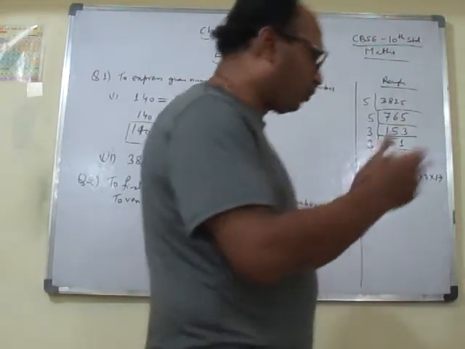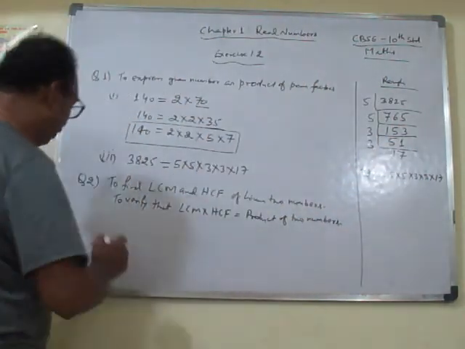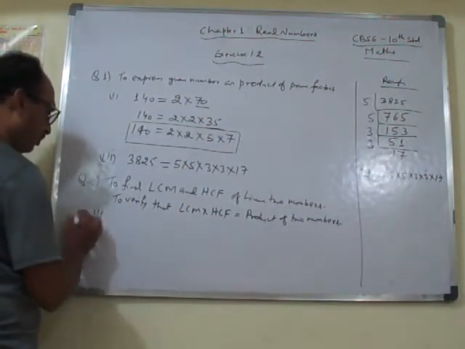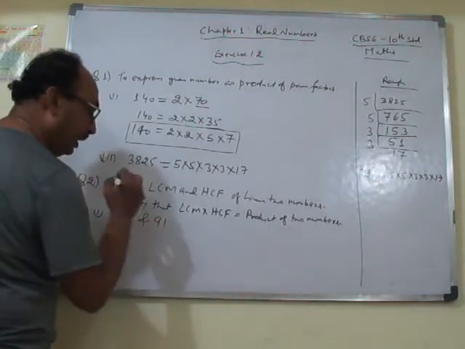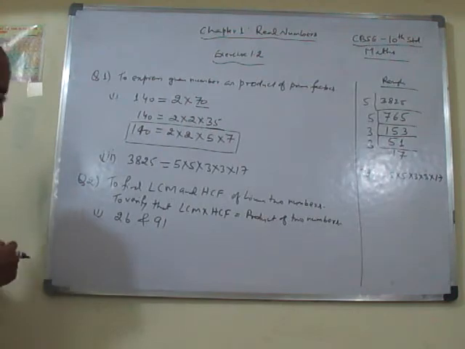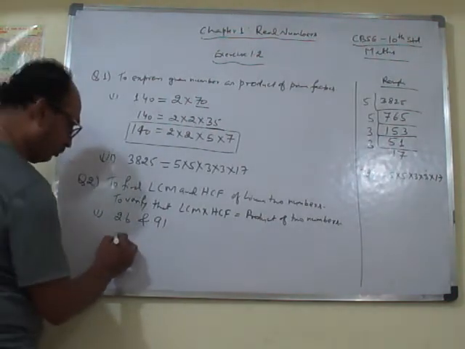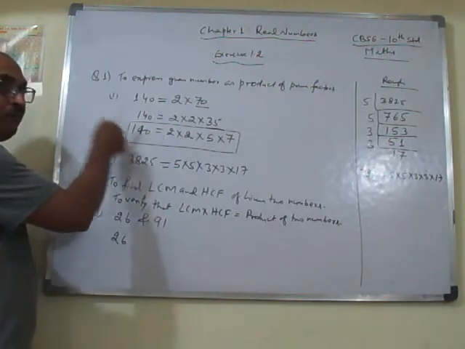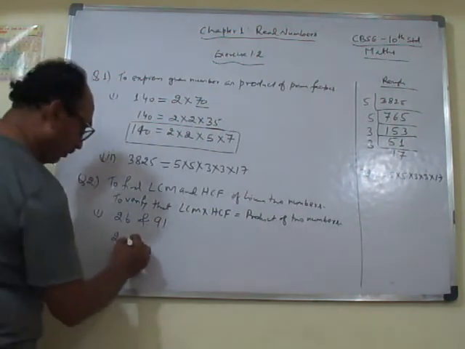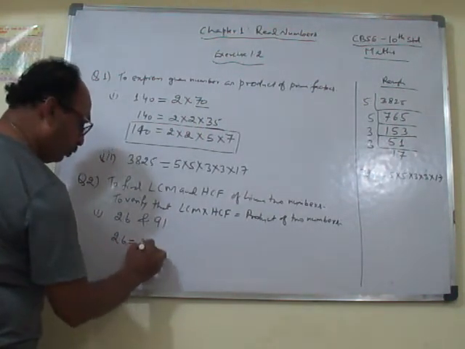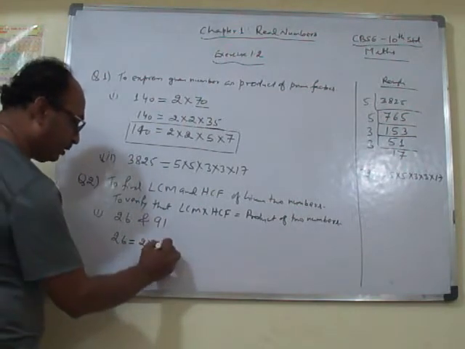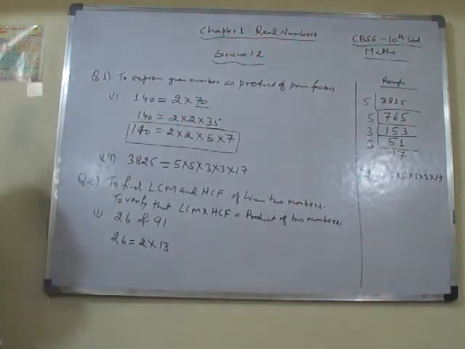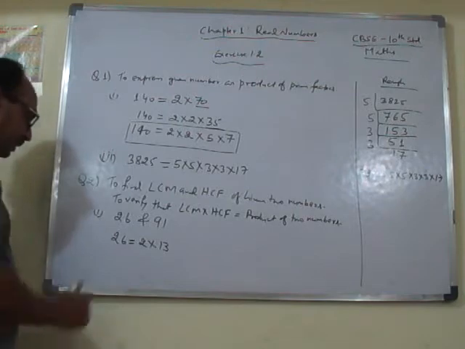So the very first question, 26 and 91, is given to us. Let us solve it. Two numbers are given, 26 and 91. We will go for factorization of 26. If I write 2, then dividing by 2, it becomes 2 into 13. Then 91.